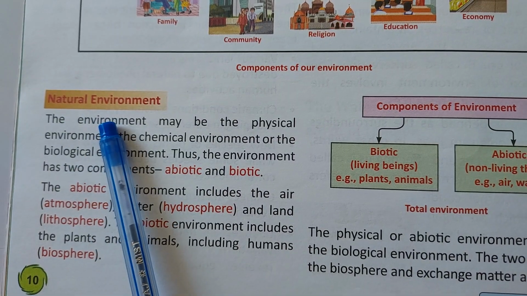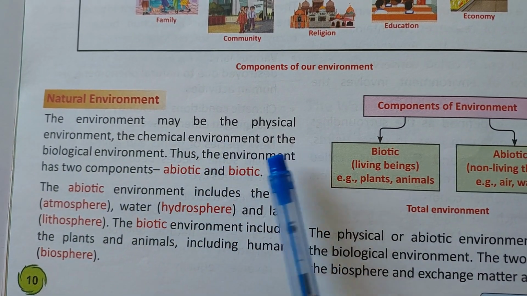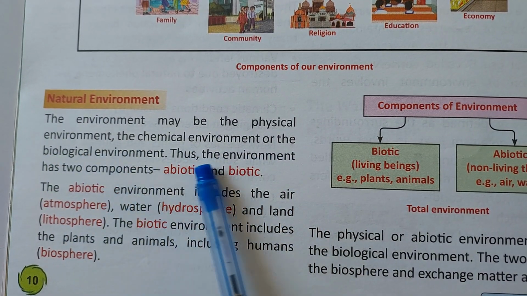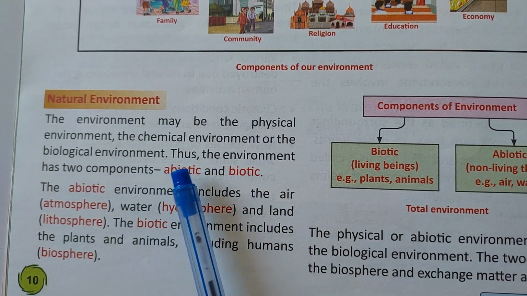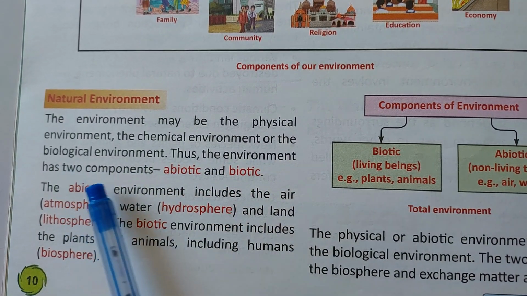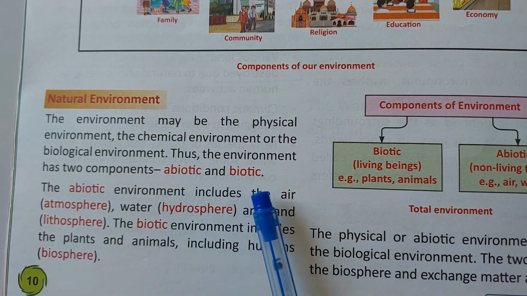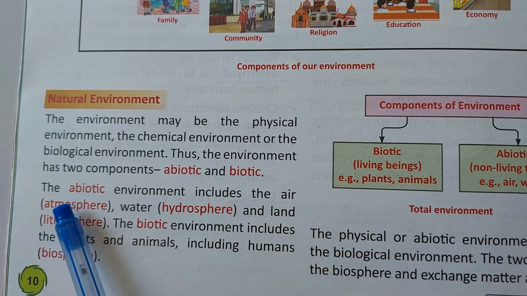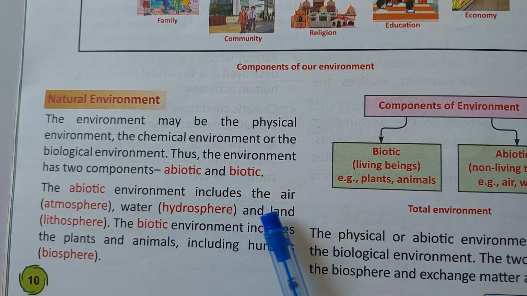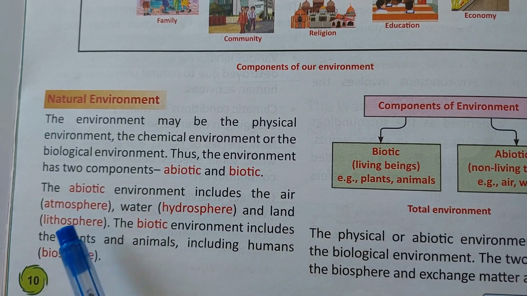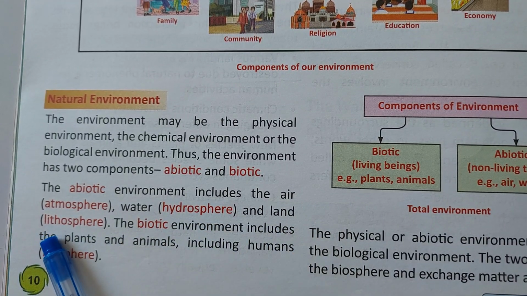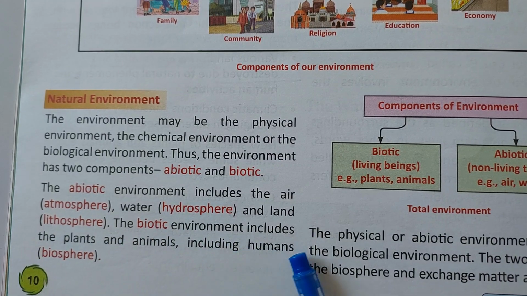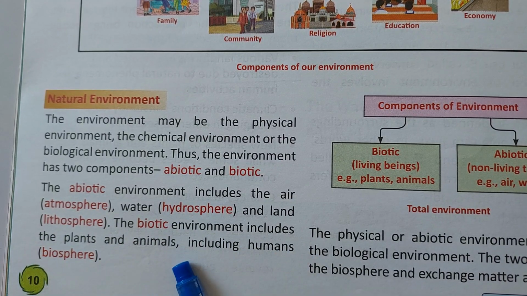Natural environment. The environment may be the physical environment, the chemical environment, or the biological environment. Thus, the environment has two components: abiotic and biotic. The abiotic environment includes the air, atmosphere, water, hydrosphere, and land, lithosphere. The biotic environment includes the plants and animals, including humans, biosphere.